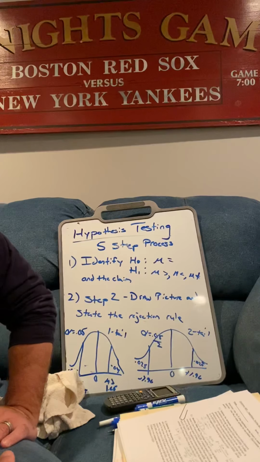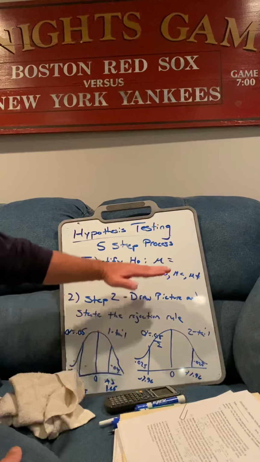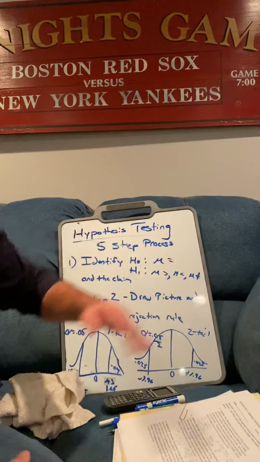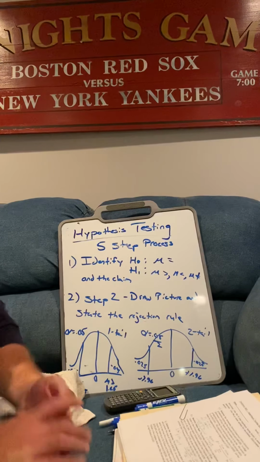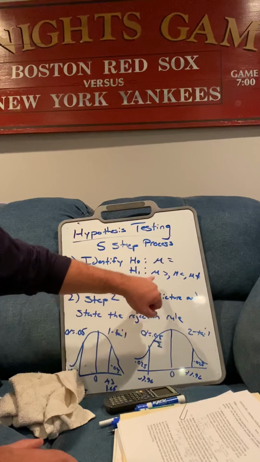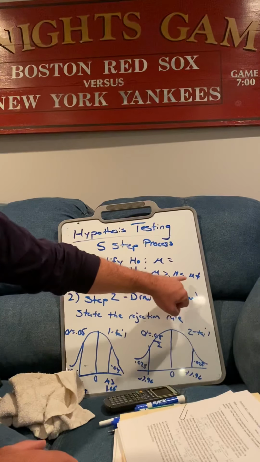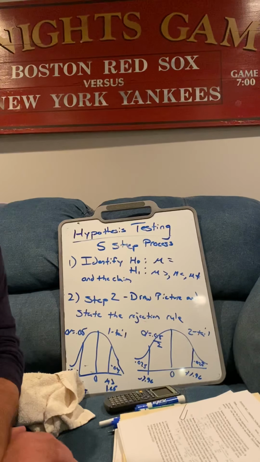So the format that we always do in step 1 is we identify what we call the null hypothesis, the H0. That is always in the format of the mean equals. The alternative hypothesis, which we claim as H1, is either going to be the mean is greater than, the mean is less than, or the mean is not equal to, depending on the wording in the problem.